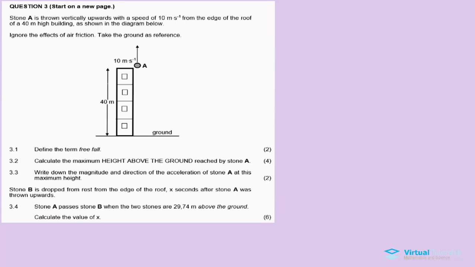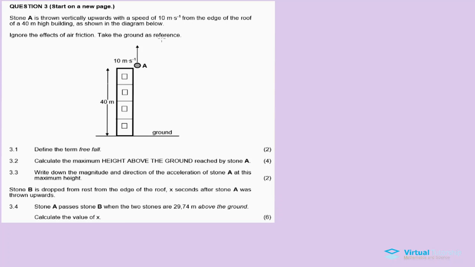Question 3. Stone A is thrown vertically upwards with a speed of 10 meters per second from the edge of the roof of a 40-meter high building, as shown in the diagram below. Again, someone throws a ball upward with an initial speed of 10 meters per second from the edge of the roof, which is 40 meters high when measured from the ground. Ignore the effects of air friction.